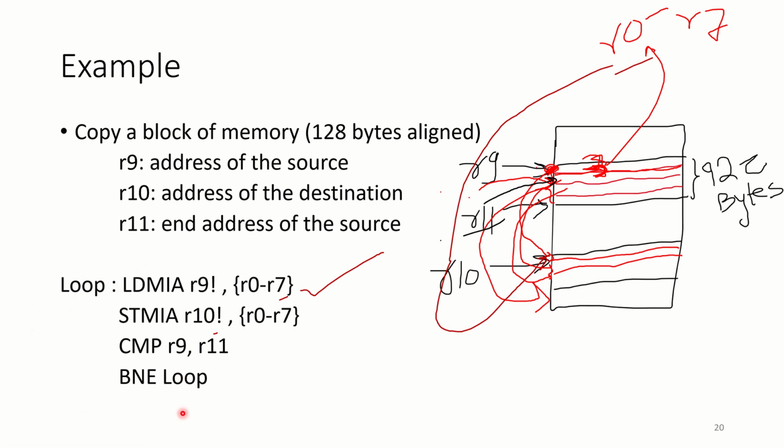Then the loop will run again and again, meaning the next 8 will be loaded here and that will be loaded here. After this complete block is loaded, what will happen? Eventually R9 will be equal to R11. When R9 is equal to R11, the loop will break and it will come out of the loop. So this is a copy of a block of memory: we need the source address, we need the end address, and we need the destination address. Okay.